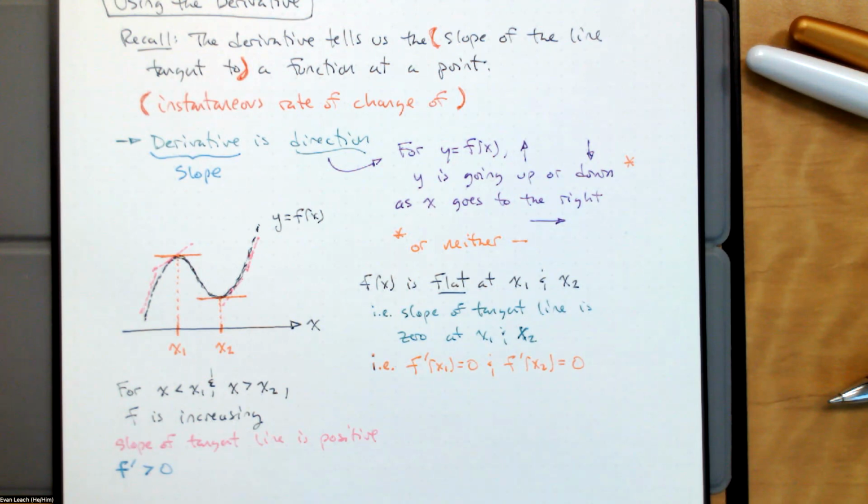When f prime is positive, the function is increasing. When the function is increasing, f prime is positive. The first derivative is positive, the function is increasing. When the function is increasing, the first derivative is positive.